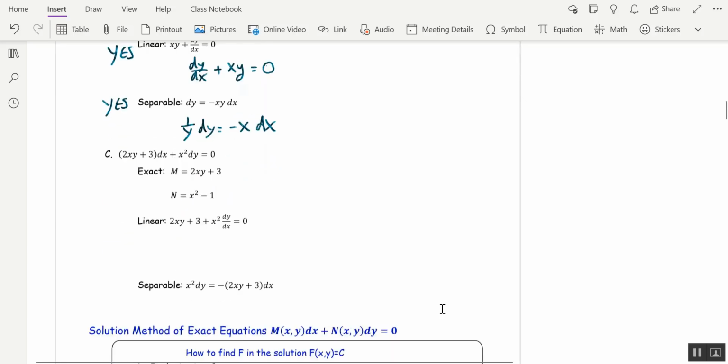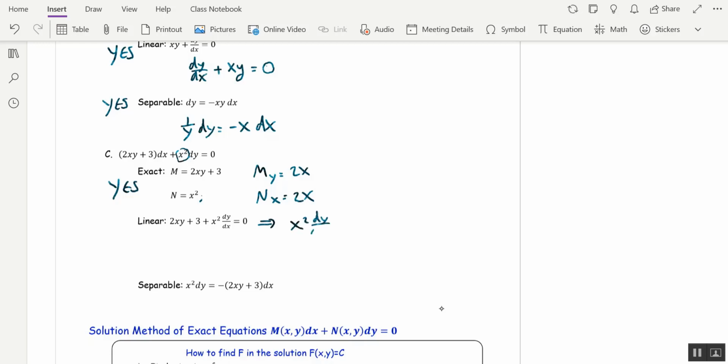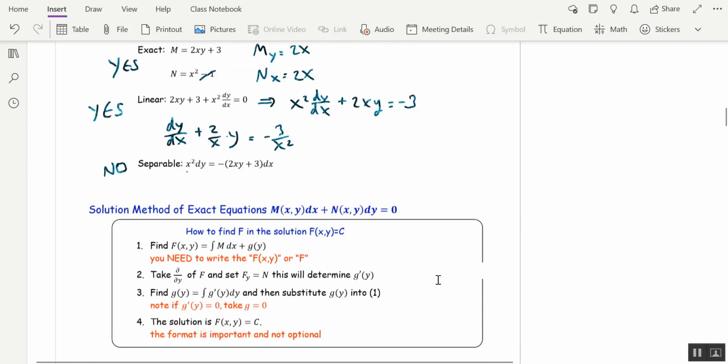All right, and last one, is it exact? Well, M sub y is 2x, N sub x is 2x. So this is yes. Is it linear? I would say yes. Let's move the 3 over. So, I'm going to put the x squared dy dx first, and then plus 2xy equals negative 3. And now if I want it in standard form, I divide through by x squared, and I get dy dx plus 2 over x times y equals negative 3 over x squared. So my p of x is 2 over x. So that's a yes. Is it separable? Unfortunately not separable.